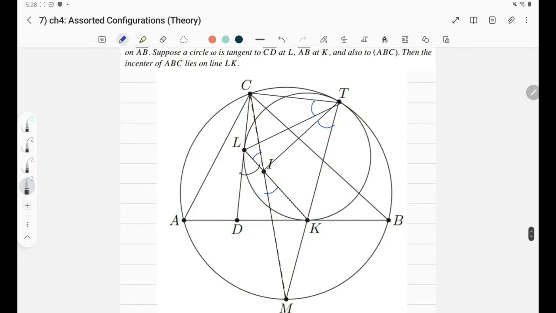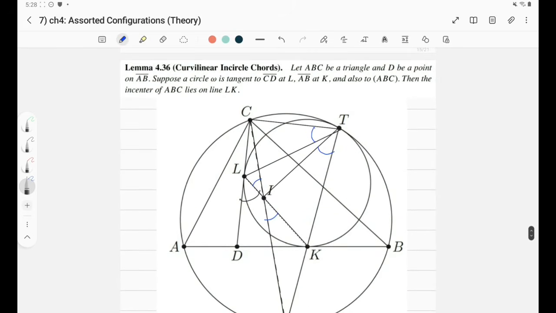And in this configuration here, curvilinear incircle chords, we know that the incenter I lies on LK. And remember, we have this cyclic quad. We have the cyclic quad CLIT. Very useful.